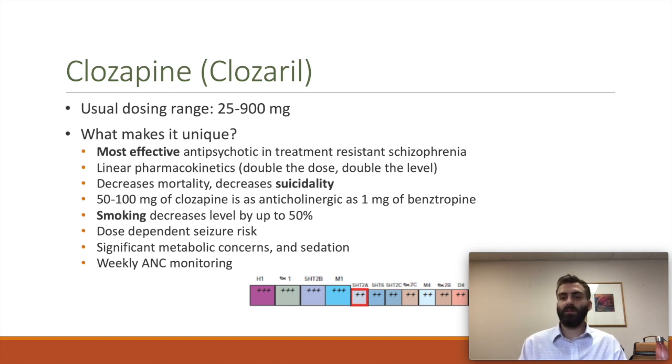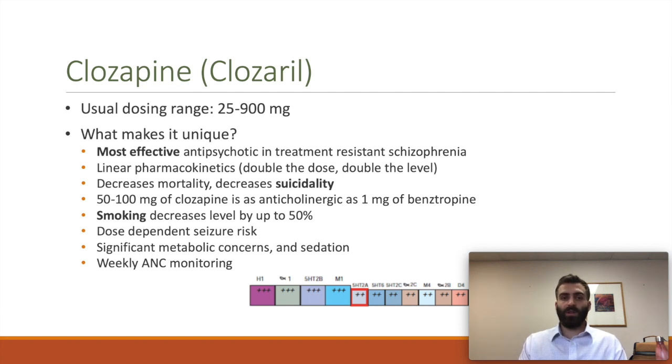There's so many individual facts with clozapine that are interesting and need to be known, so I included more on this slide than I generally do. Linear pharmacokinetics, so if you double the dose, you double the level. Decreases mortality, decreases suicidality. So it's one of only 2 medications that we have that have shown to decrease suicidality, with the other being lithium.